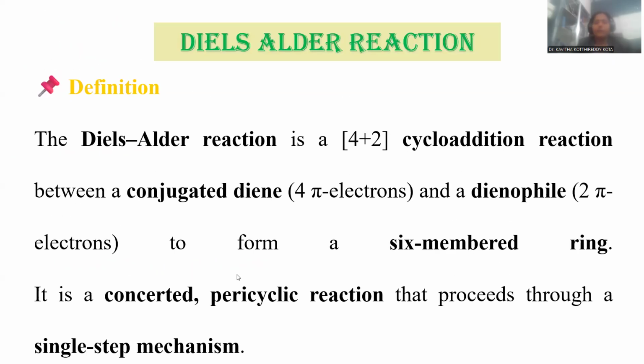It is a part of pericyclic reaction, and moreover the exact path of the reaction mechanism is uncertain, so we can say it is a concerted mechanism and proceeds through a single step. We need not go through multiple steps in order to finish the reaction. Within a single step the reaction will be accomplished, and Diels-Alder is said to have multiple applications.